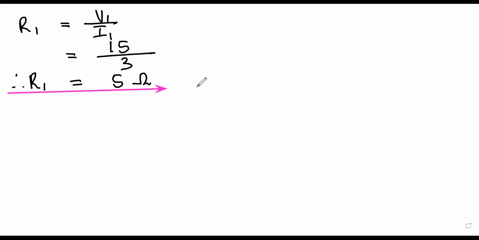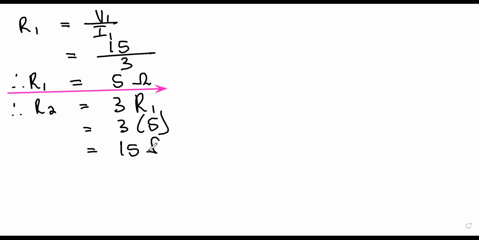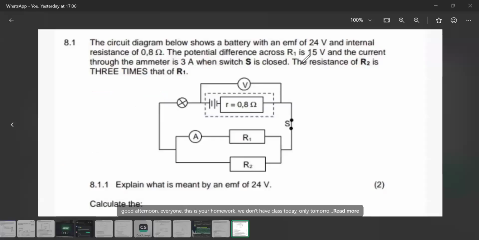So now that we know resistor R1, then we can say, but they told us that R2 is 3 times R1. Which means you just say 3 times 5, and you simply get your 15 ohms like that. So this is the magnitude or the resistance of the resistor R2.